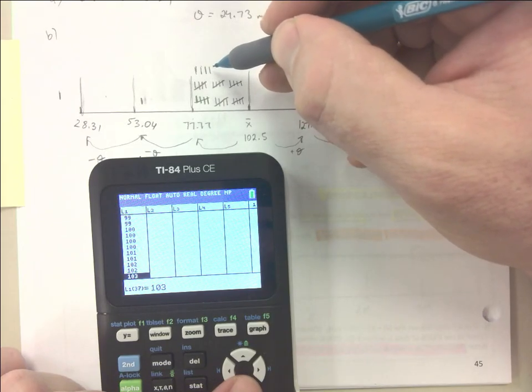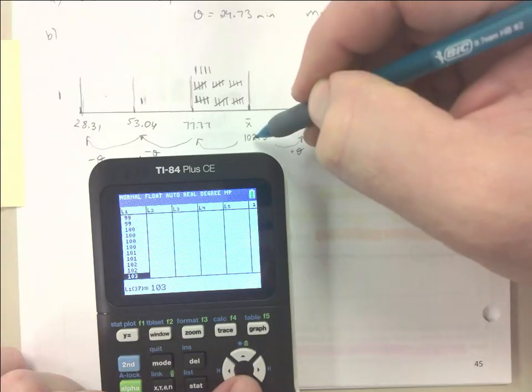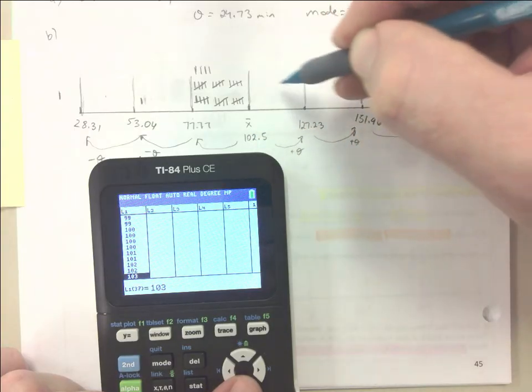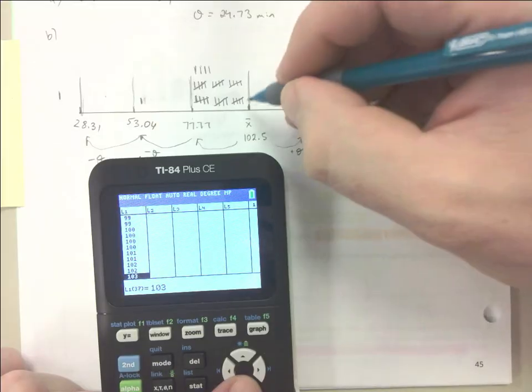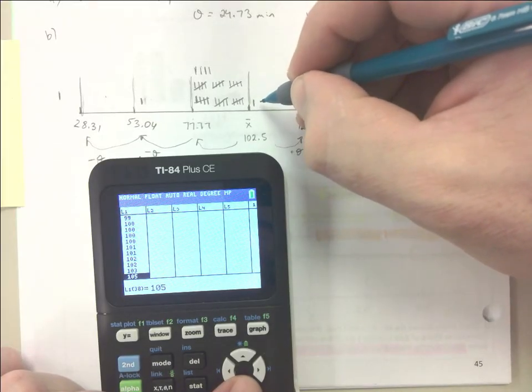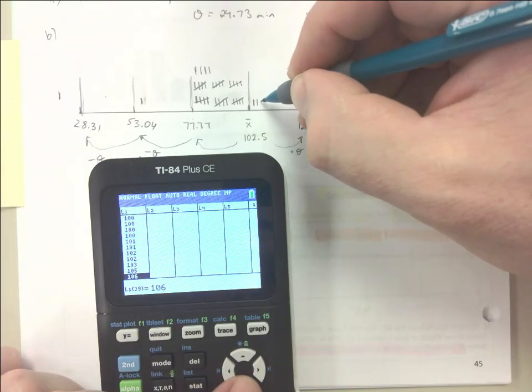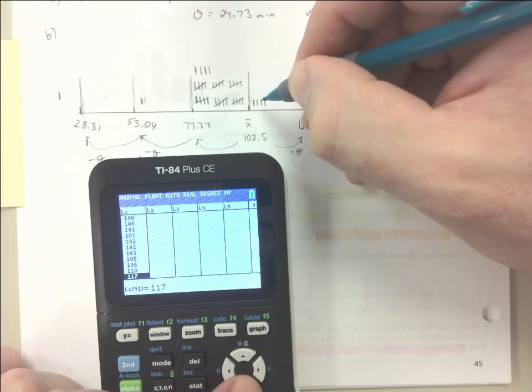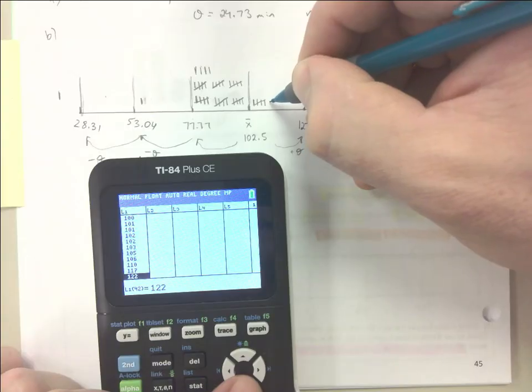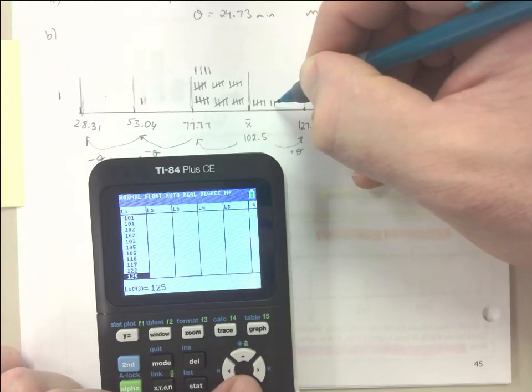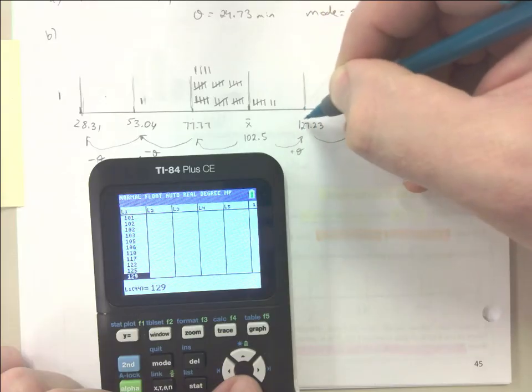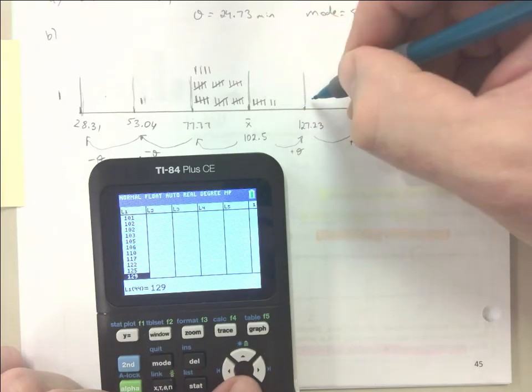102, 103. Now we're jumping. 103 is past 102, right? So 103 needs to be in here. So 103, 105, 106, 110, 117, 122, 125, 129. I'm past this, so I'm no longer in this bin.